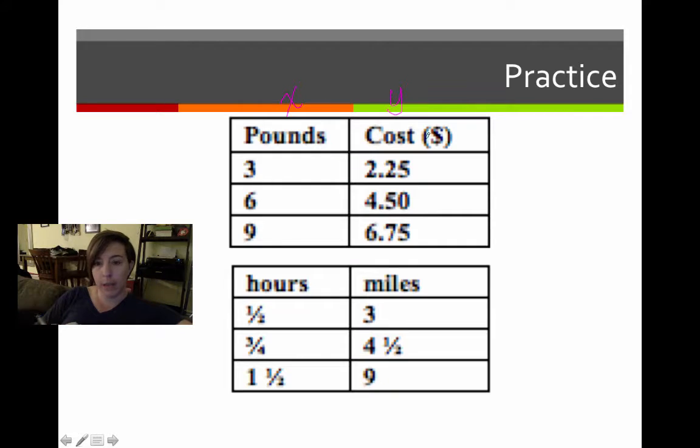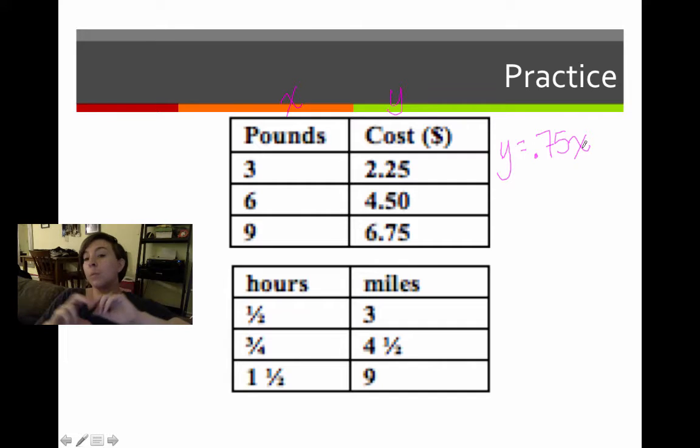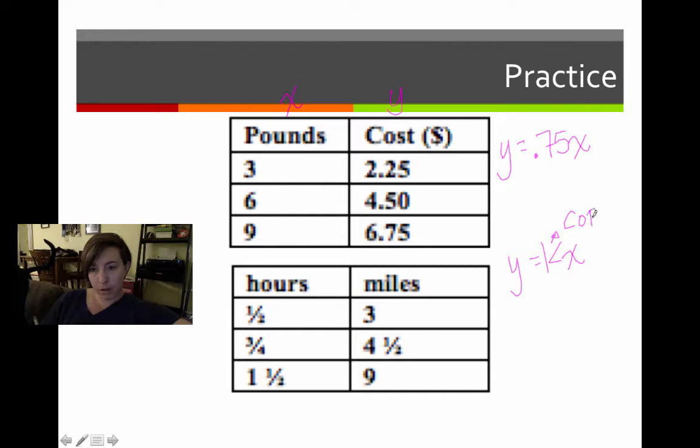So my equation for this one, because you divide y divided by x, is y equals 75 cents times x. So x times 75 cents is equal to y for this one. Remember, our equation is y equals kx, where k is that constant of proportionality. It's my abbreviation for constant of proportionality.